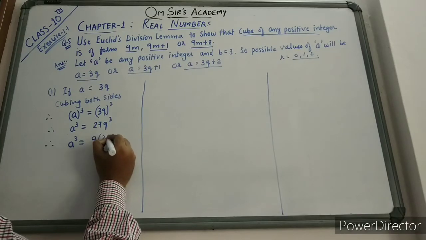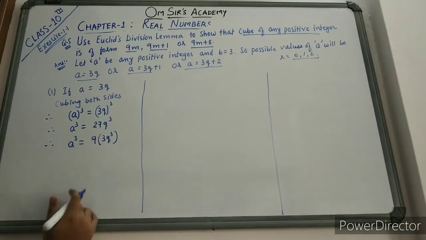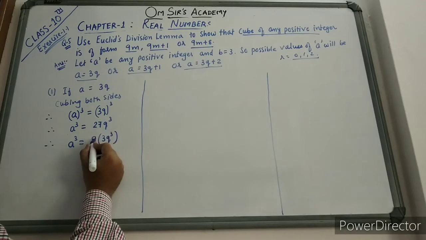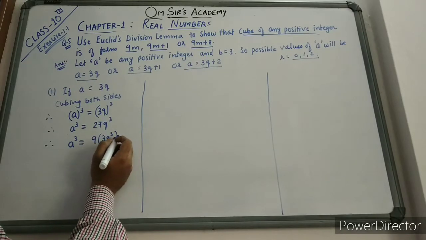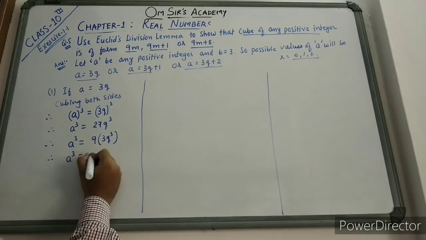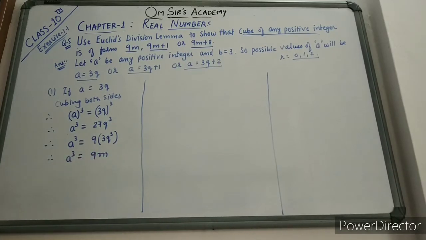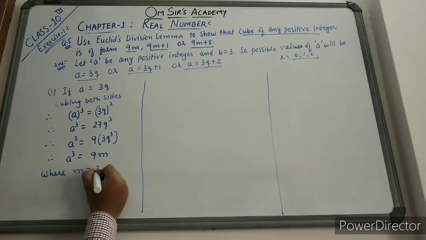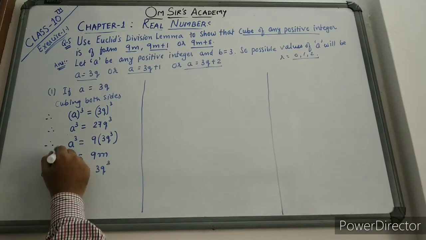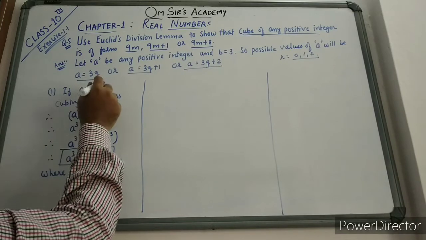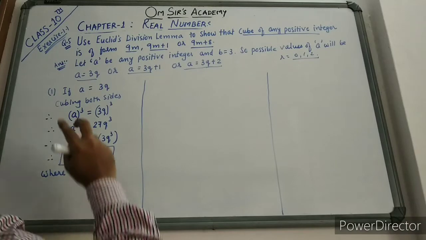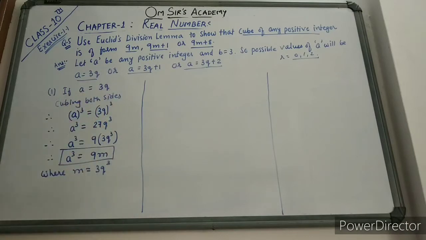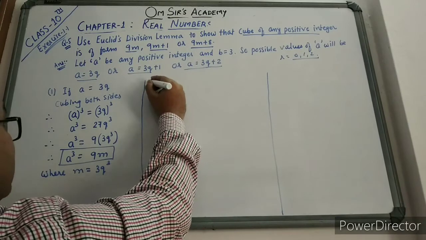9 into 3q cube will be 27q cube. Is it clear? So I split this 27q cube and wrote it as 9 into 3q cube. So it is like 9 into m. So 9m, where m is equal to 3q cube. So the first integer I have taken as 3q, and I took the cube of this integer, and I get the integer in the form of 9m.